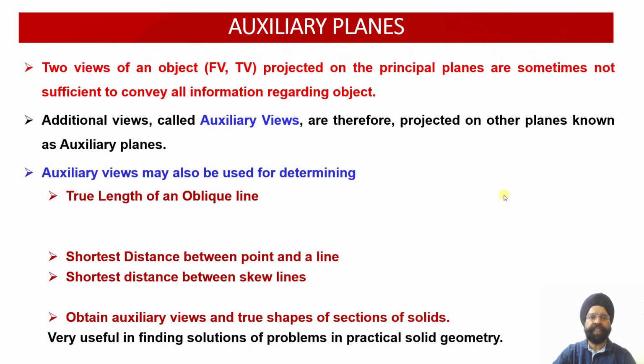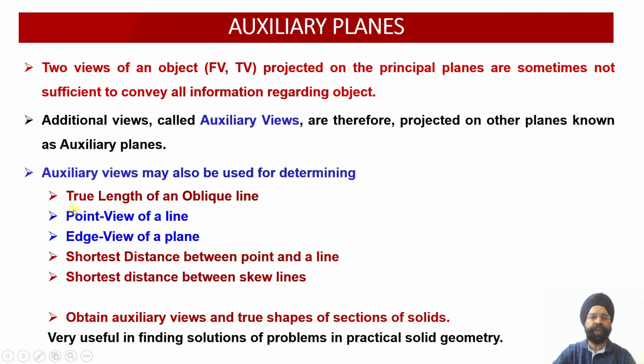In our earlier discussions, we have already understood that the two views of an object, that is front view and top view, projected on the principal planes, vertical plane and the horizontal plane respectively, are sometimes not sufficient to convey all the information regarding an object. So the additional views, which are called the auxiliary views, are projected on other planes known as auxiliary planes.